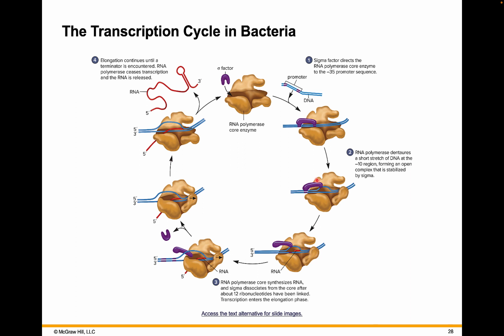That is stabilized by the sigma region in this process. You can see that the 2 strands are separated. Now the RNA polymerase core enzyme will synthesize the RNA, shown in red. Once about 12 ribonucleotides are synthesized and linked, transcription enters from the initiation phase to the elongation phase, and the sigma factor is released. The synthesis of the mRNA can go on until the RNA polymerase reaches the terminator sequence, and the RNA is released. So that is initiation, elongation, and termination, the 3 phases of transcription.